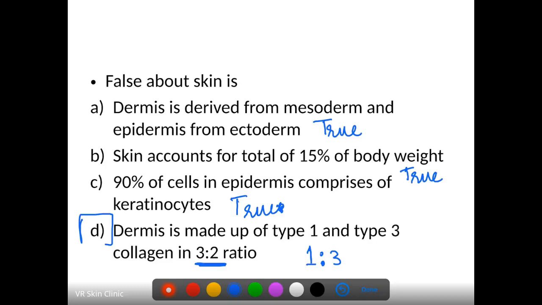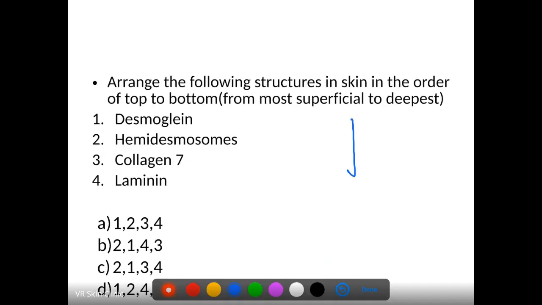Arrange the following structures in skin in the order from top to bottom. So they want us to arrange these from superficial to deep layers. Where do we find desmogleins? We find them in the spinosum layer.